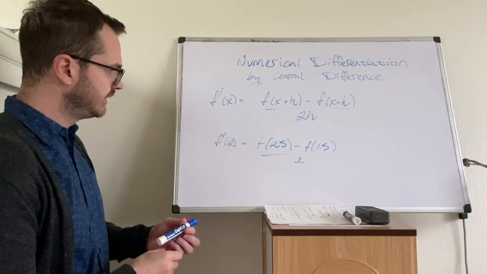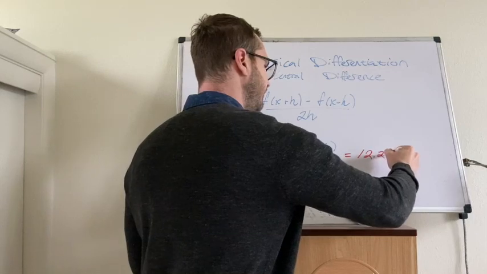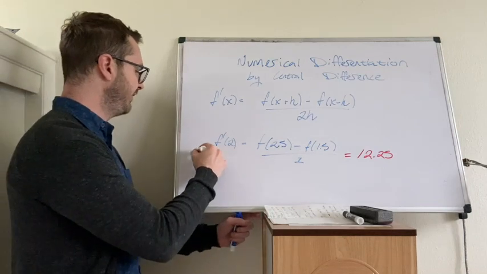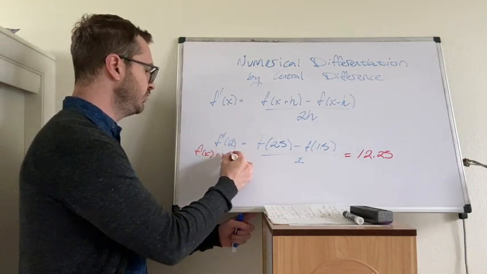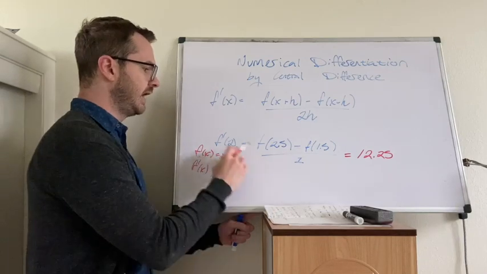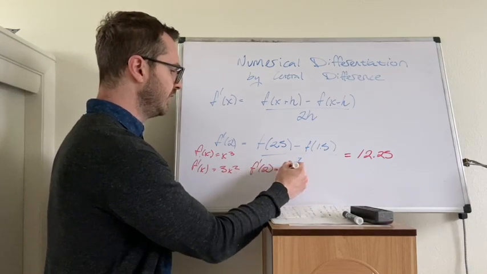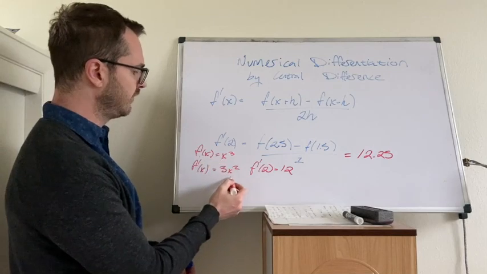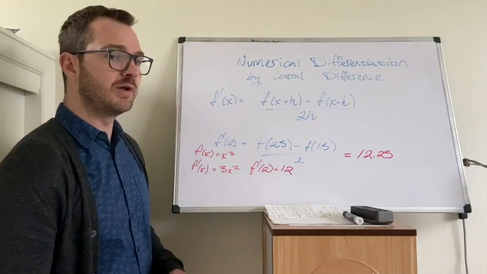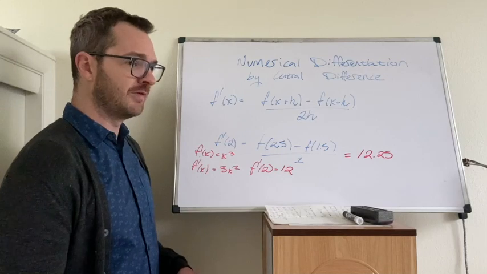If you make this calculation, what you will get is 12.25. Now, what was the actual answer? We said f of x was x cubed, so f prime of x was 3x squared, and at the number 2, f prime of 2 would have been 12, right? It would have been 3 multiplied by 4. So the correct answer is 12. Central difference scheme gave us 12.25. Significantly better than forward difference or backwards difference, right?